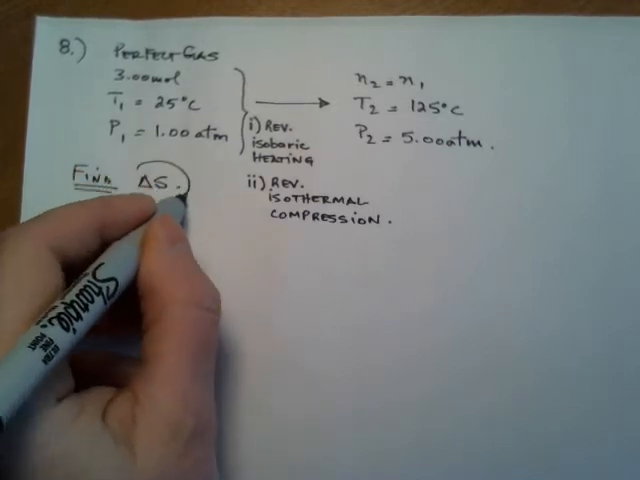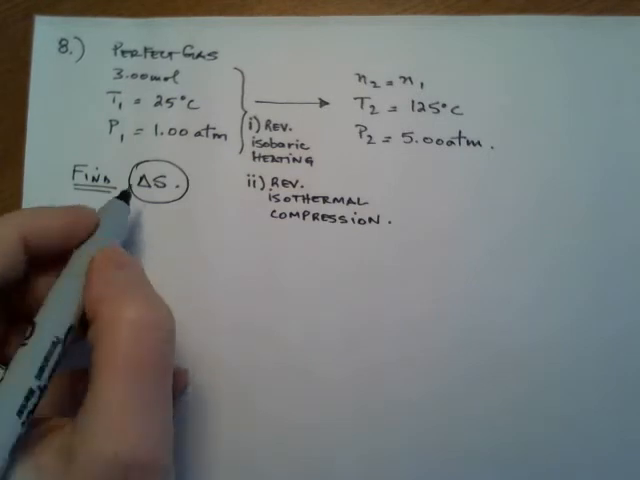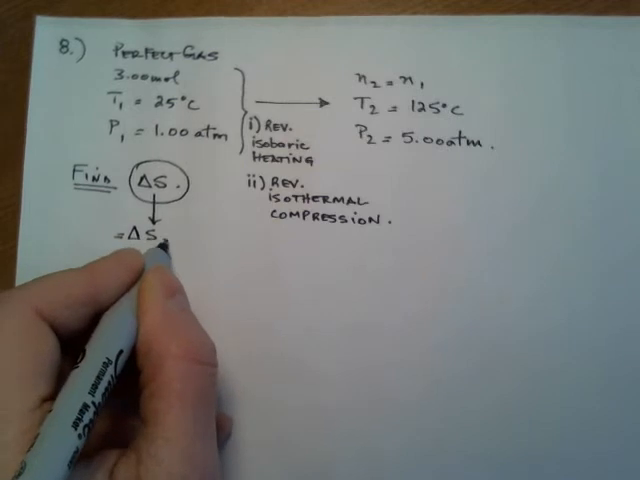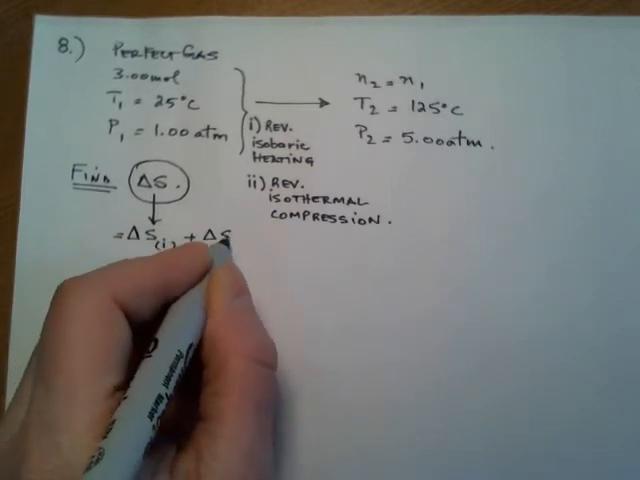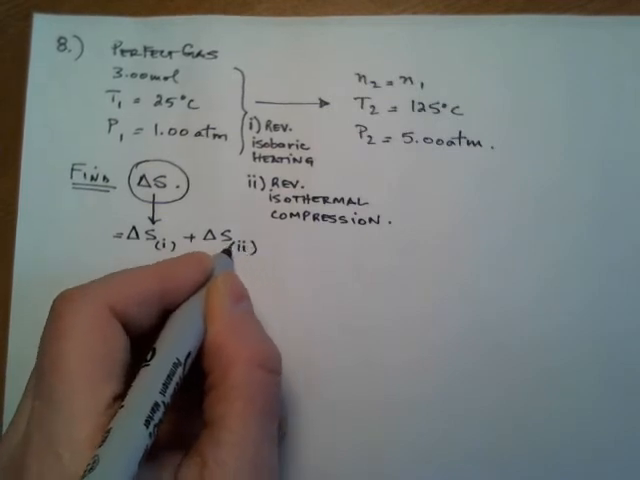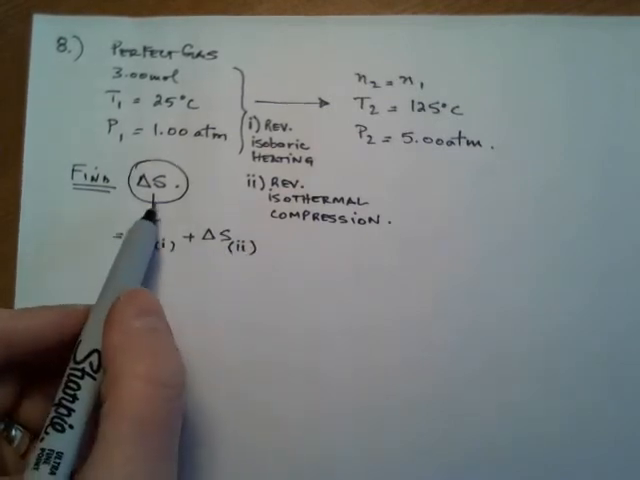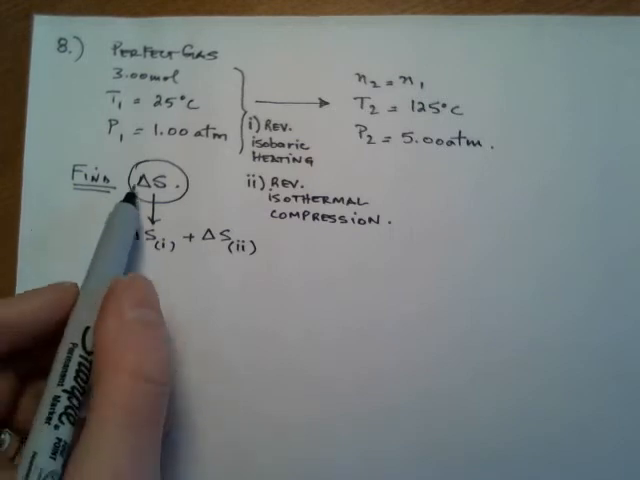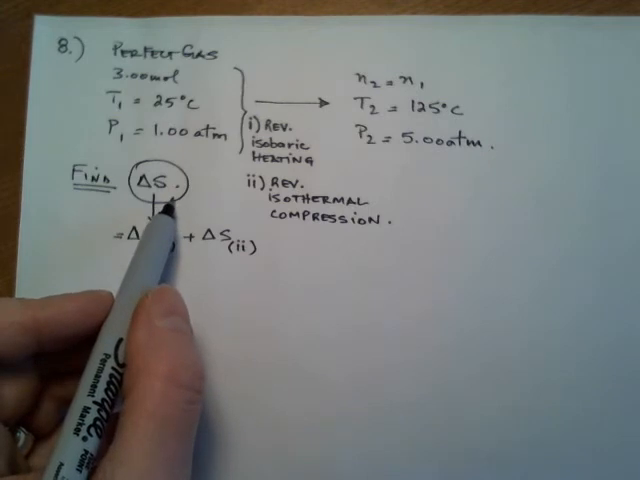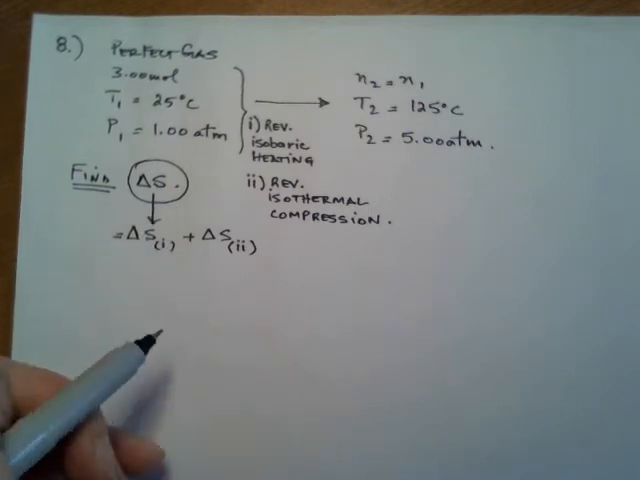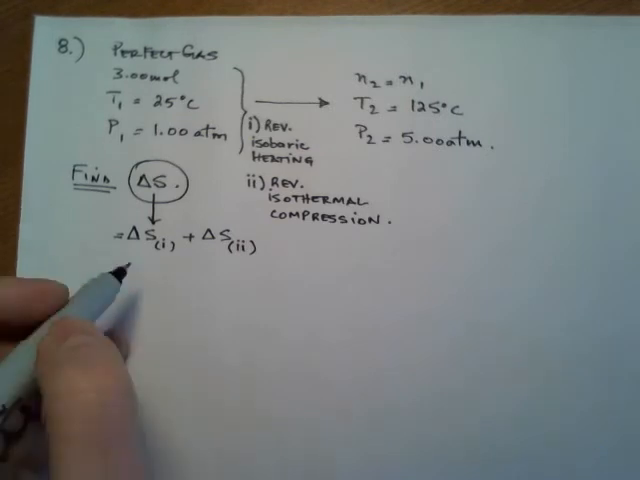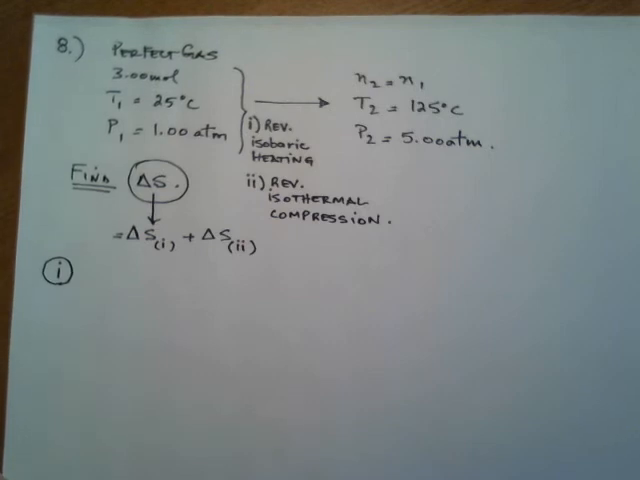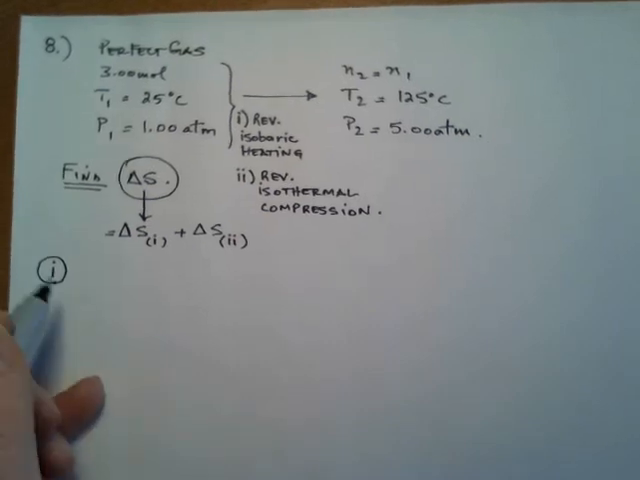So my delta S then will be equal to delta S of the first step plus delta S of the second. And I am avoiding calling that total because total is kind of reserved for system plus surrounding. So I'm just going to put delta S. It clearly is for the system, but it is for the system that undergoes these two steps. So let's start with the first step then and decide how I would calculate entropy change for that.